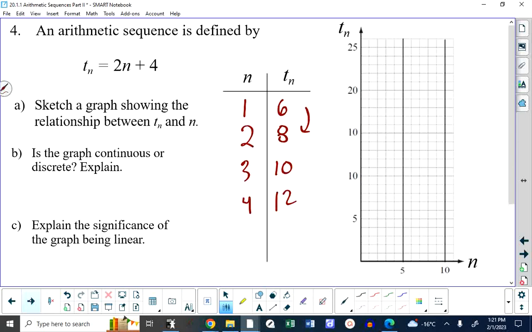So when n is 1, Tn is 6. When n is 2, Tn is 8. Hey, just a second. Is it really necessary to look at those numbers when we construct this graph from here on in? No, because you go over 1, n increases by 1, you get 2 more because the common difference is 2. This is what it looks like.